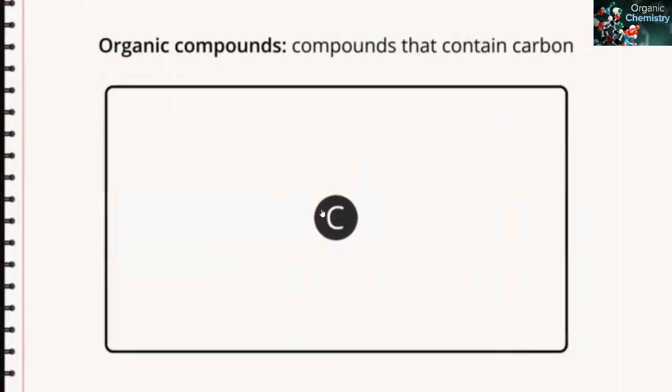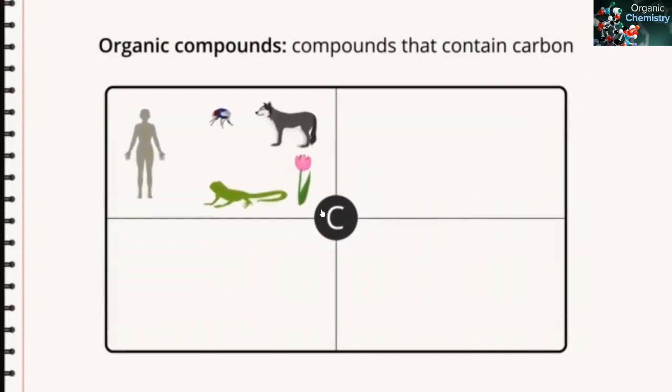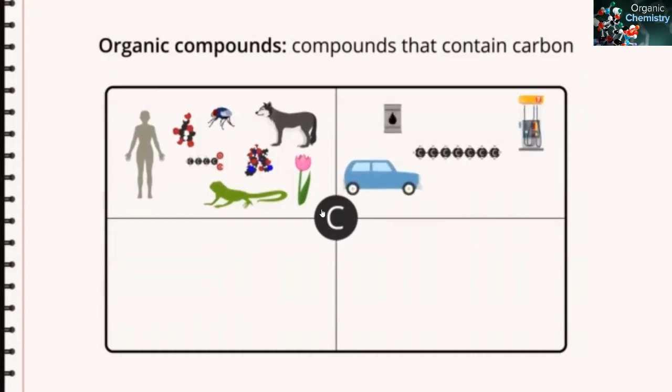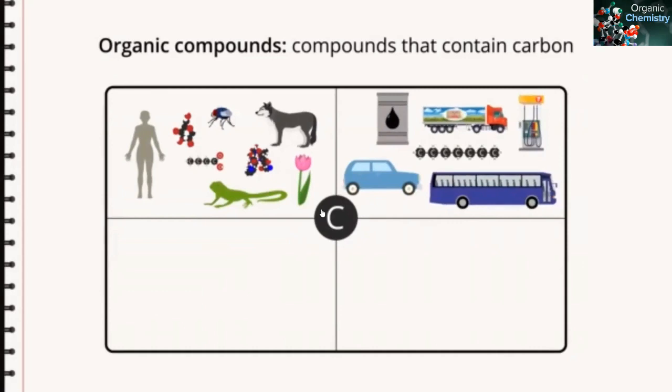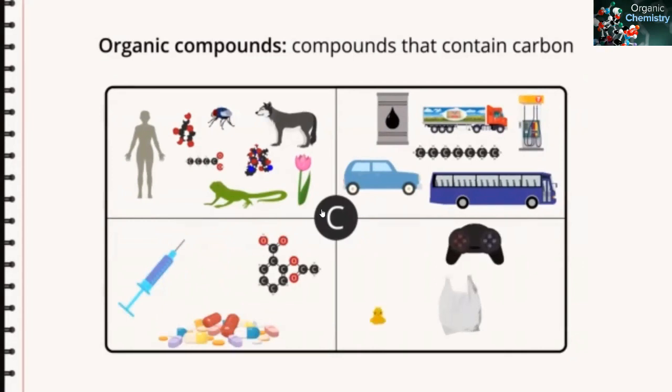All living things are mostly made up of organic compounds like proteins, fats, and carbohydrates. We fuel our cars with organic compounds made from oil. Almost all medicines are organic compounds. And so are all the plastic materials and the synthetic fibers that we use in our clothes.